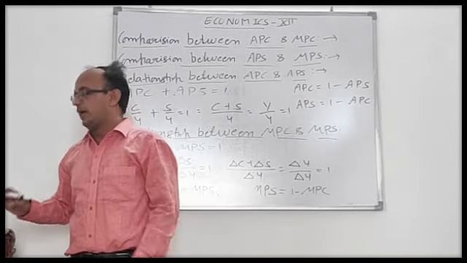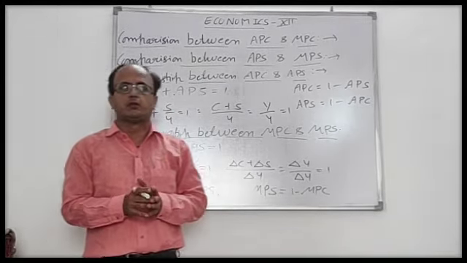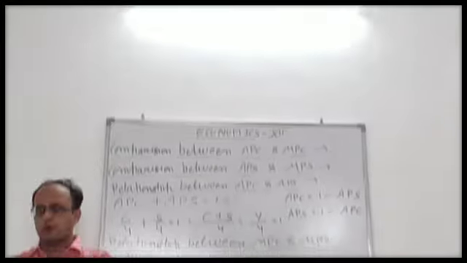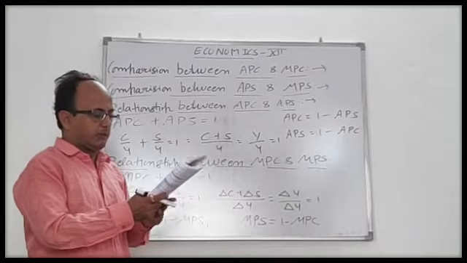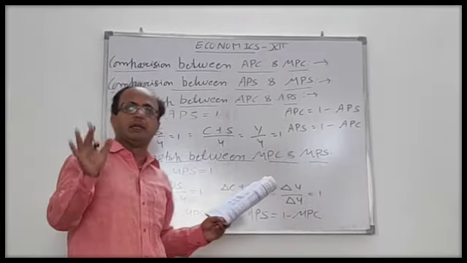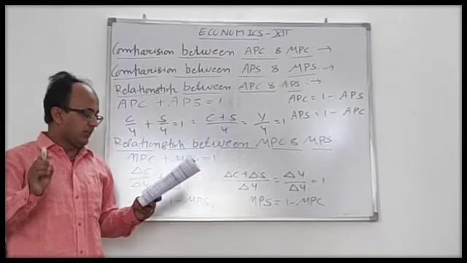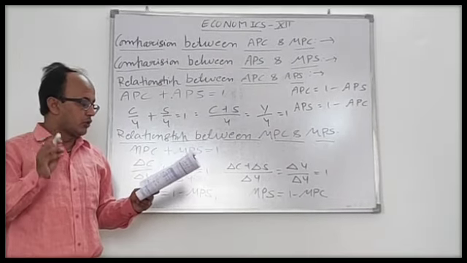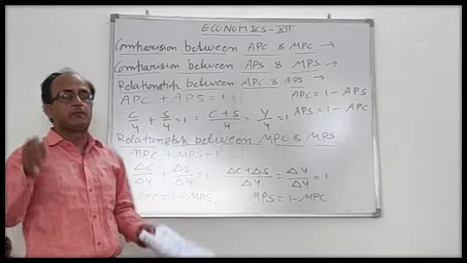Now we study the comparison between average propensity to save and marginal propensity to save. What is the relation between APS and MPS? How will you find APS, how will you find MPS, what is the relation? So we also make a difference table for average propensity to save and marginal propensity to save. First is meaning. APS refers to the ratio of saving to the corresponding level of income at a point of time.